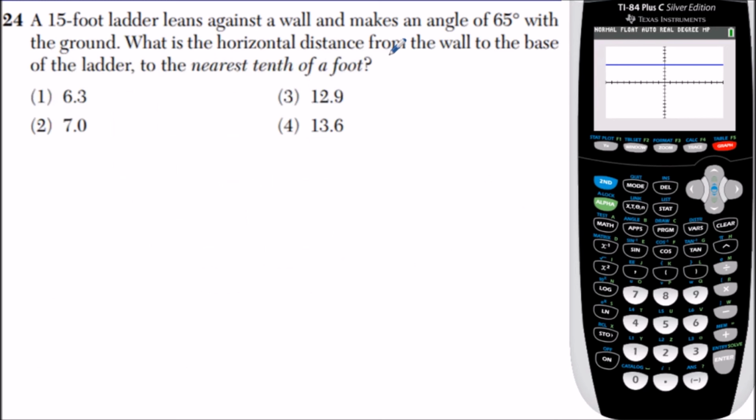So for the last question of the multiple choice, we have a right triangle question. We have a ladder leaning against the wall. If this is your wall here, your ladder is going to the wall. So this is our wall. This is our ladder. And the ladder is 15 feet.